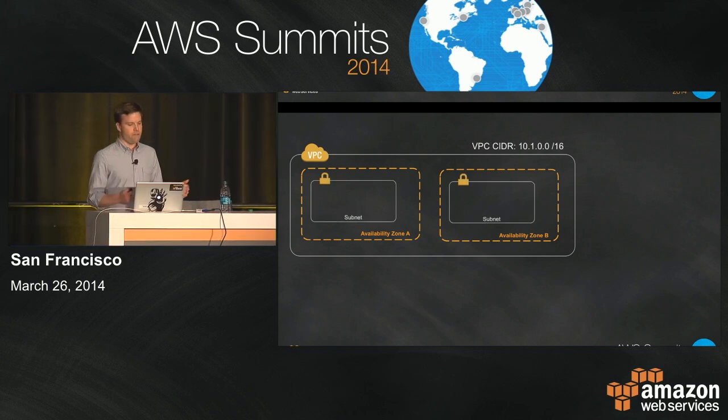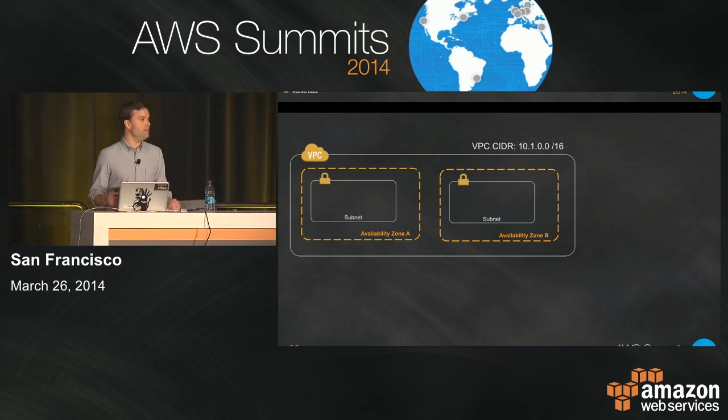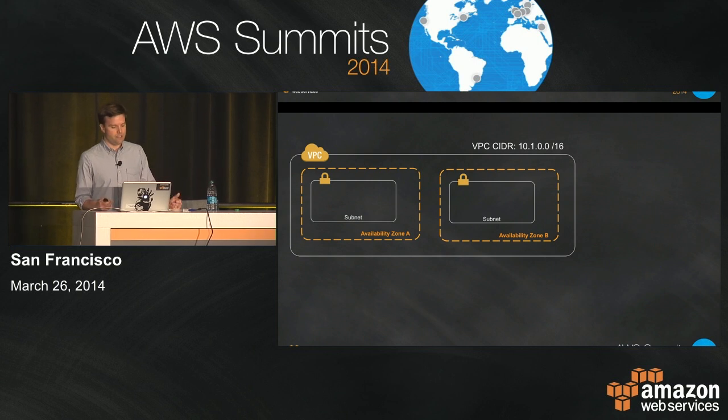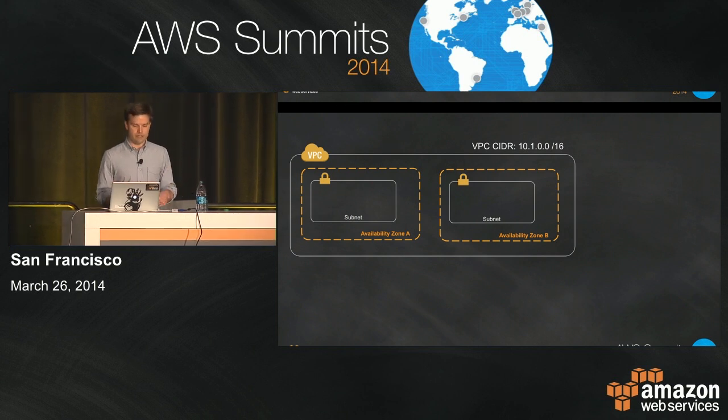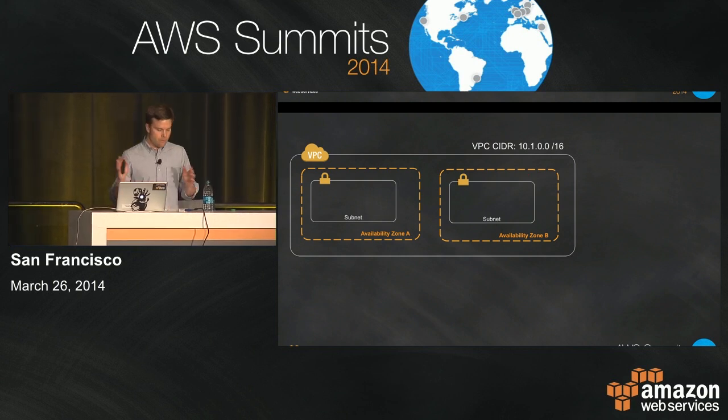So our first VPC will be 10.1/16 with a 16-bit subnet mask. That's actually the largest CIDR block you can assign to a VPC. And we'll introduce our first subnets. Now, subnets, unlike the VPC, are availability zone specific. Subnets are where you define both your routing policy and your security policy at a subnet level. But we'll talk about that later.